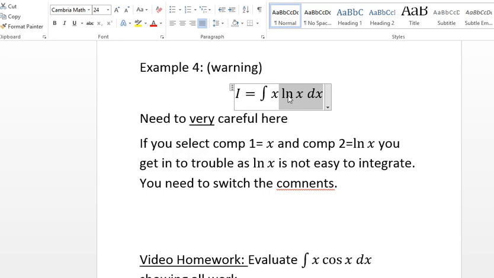Then what do you do in a situation like that? In a situation like that, you switch. You take x as your comp 2, not comp 1, and natural log of x as your comp 1. So x will actually be comp 2 and natural log of x will be comp 1. Is that okay? Yeah, natural log of x is easy to differentiate because the derivative is 1 over x. So you have to take it as comp 1, and x is easy to integrate too, not bad. Because why? The integral of x is x squared over 2. So you better be very careful when you have a natural log. The rule of thumb is, when you have a natural log, you always try to take that as comp 1, not as comp 2.